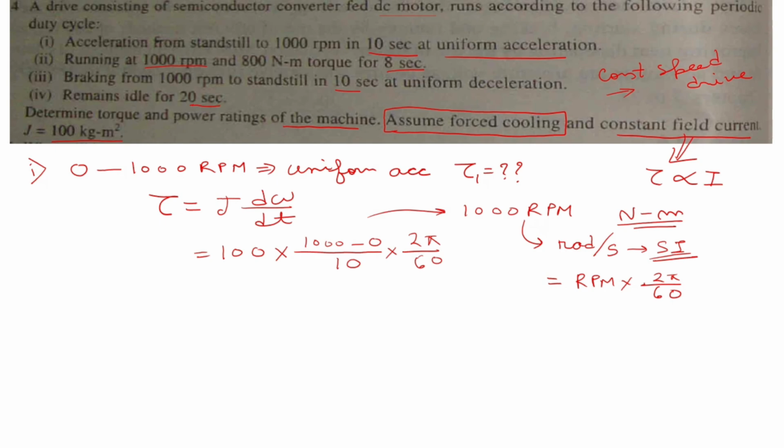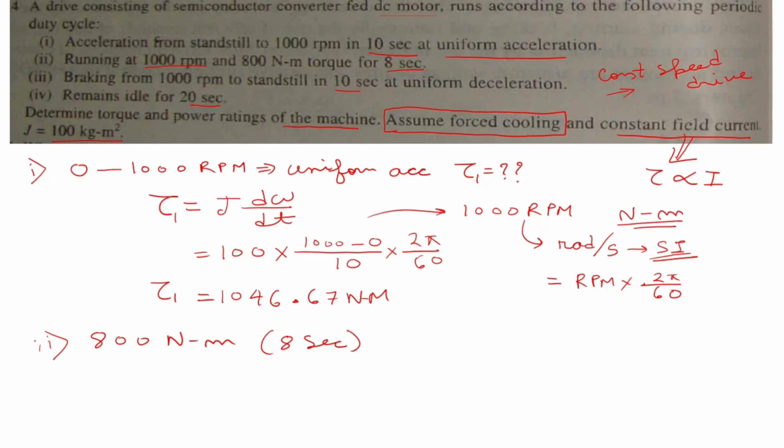Now if we solve this, we'll get the value of tau1, that is the torque in the first interval, to be equal to 1046.67 newton meter. Now in the second interval, it's running at constant speed, that is 1000 rpm, and the torque is given as 800 newton meter. We don't have to calculate this, and the time is 8 seconds.